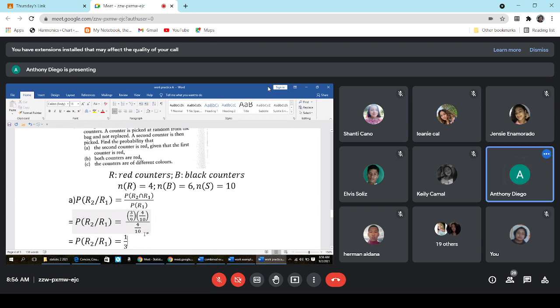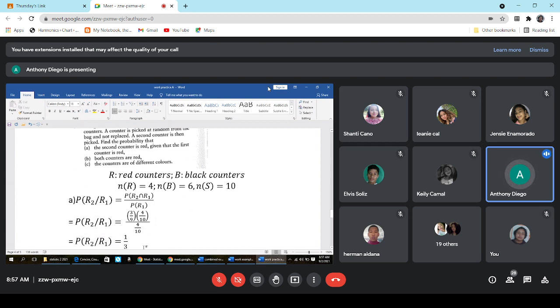And this here is the probability of R1. So we could say here that the probability of R2 given R1, because independent, is equal to the probability of R1. And the probability of R1 is 4/10. So the probability of R2 will be 3/9, which is 1/3.